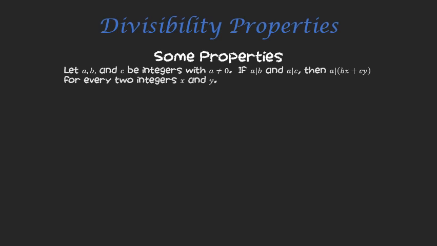So what that means is, a, b, and c integers. If a divides b and a divides c, then a divides bx plus cy for every 2 integers x and y. So no matter what I stick in for x and y, a will divide bx plus cy. Since this is a universal statement involving x and y, I need to keep x and y general. And then I know a, b, and c are some fixed but arbitrary integers.